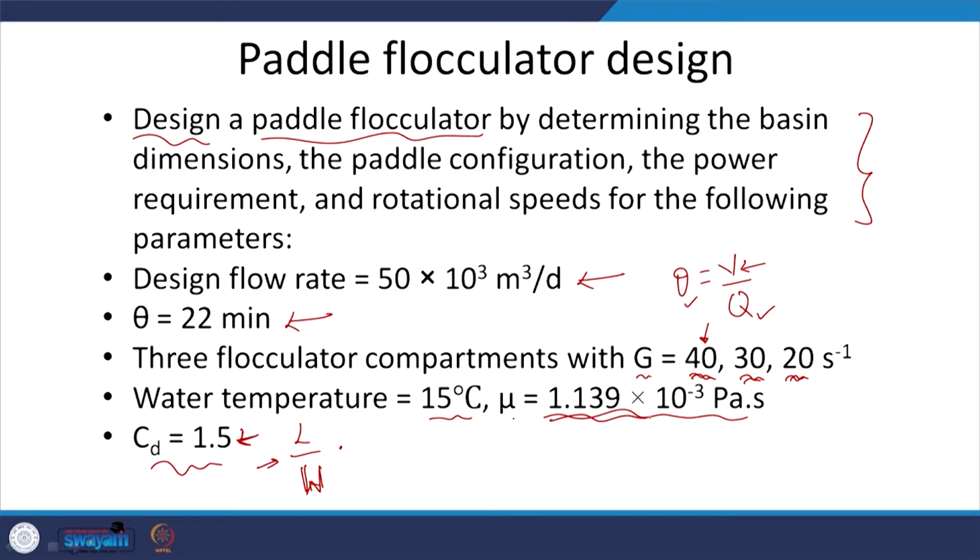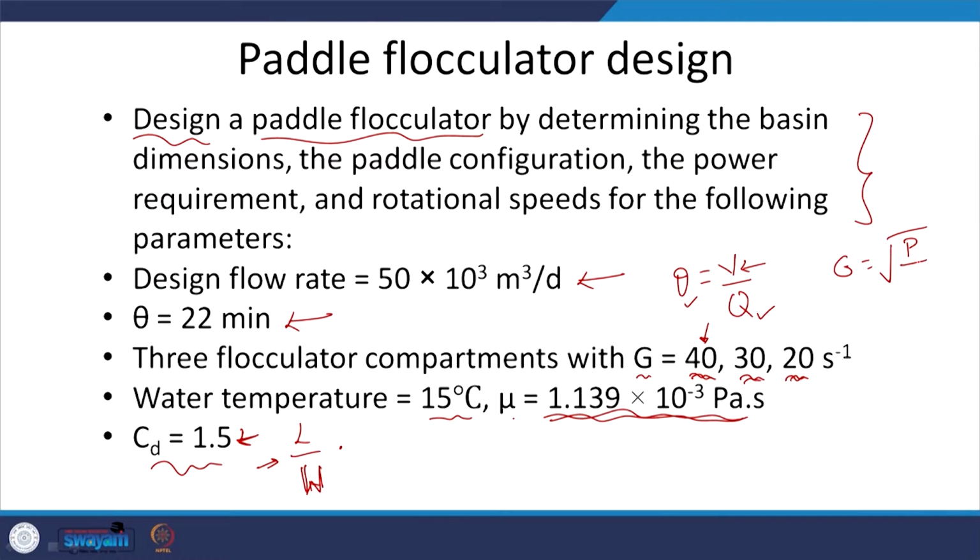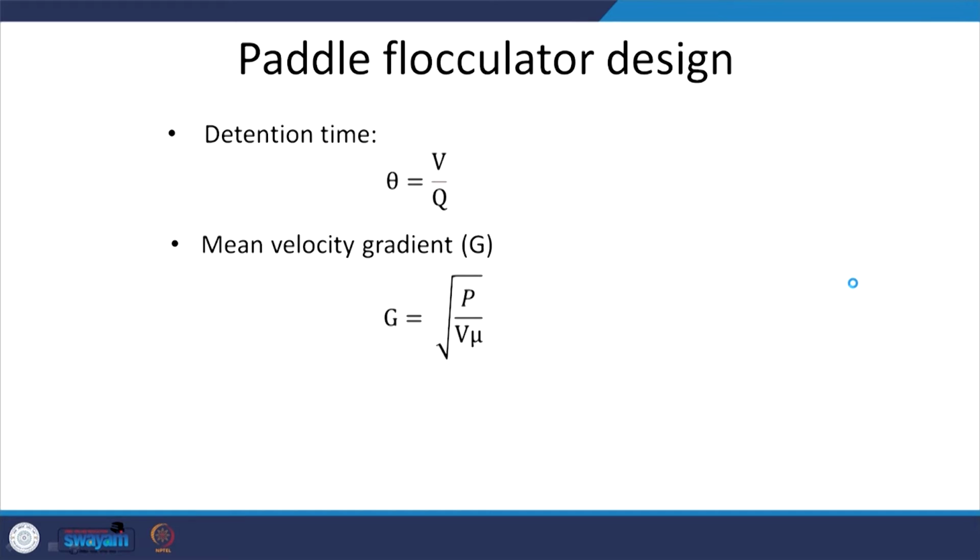So viscosity, why is that important? With more viscous fluid, for a given power that you are applying, you get a relatively lesser level of mixing or turbulence, because we know that G is equal to the square root of P by mu V. So if I increase the viscosity for the same power, G is going to decrease. That's something to keep in mind. Let's look at the 3 formulae that we typically use: retention time, which we covered, and mean velocity gradient, which we already covered.